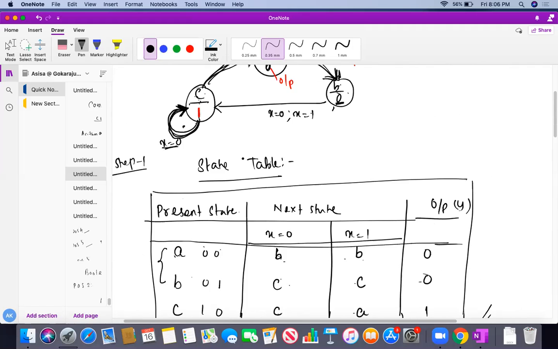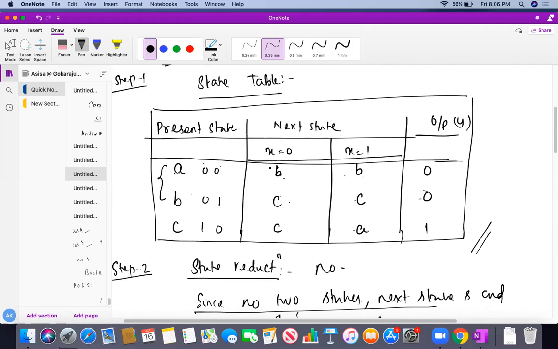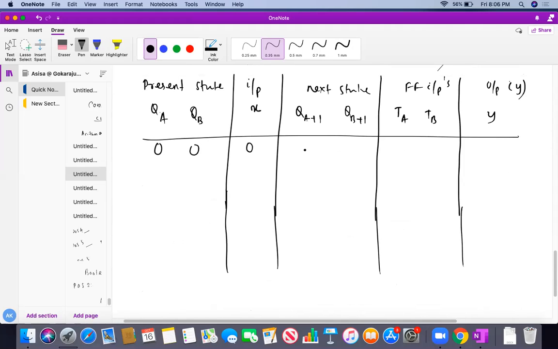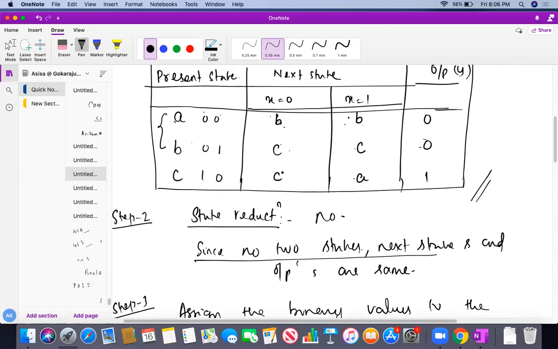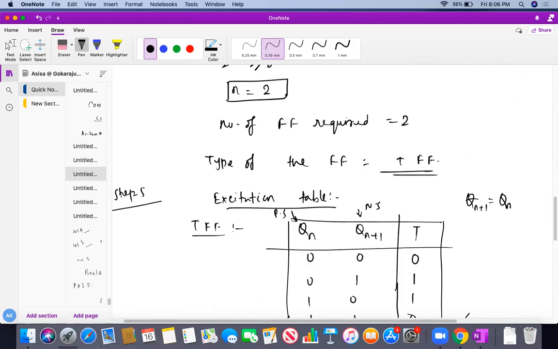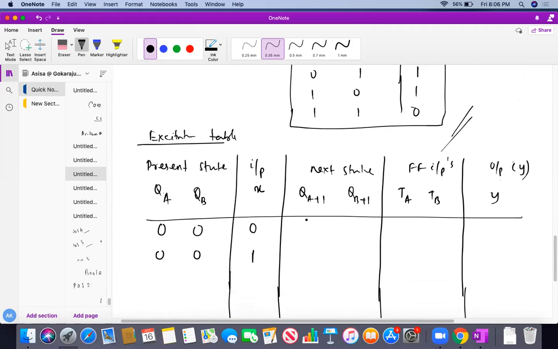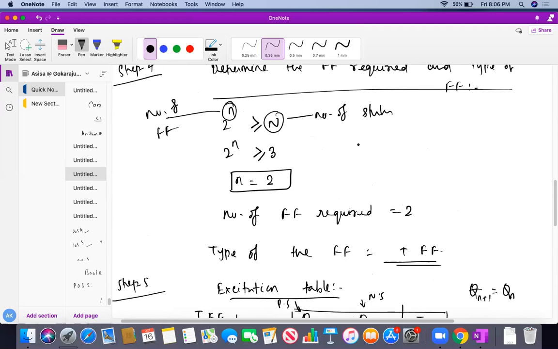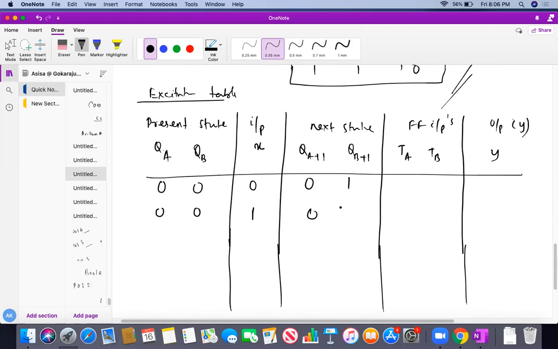Okay. For X equal to 0, it has one next state. For X equal to 1 also, it has one next state. So for 0, 0 state, X equal to 0, one next state. And for 0, 0 present state, X equal to 1, another next state. So what is my next state? If the state is 0, 0, what is my next state? B for X equal to 0. B means obviously 0, 1. Okay. And next, at X equal to 1, what is my next state? Again B only. So 0, 1. Understand how I am doing?